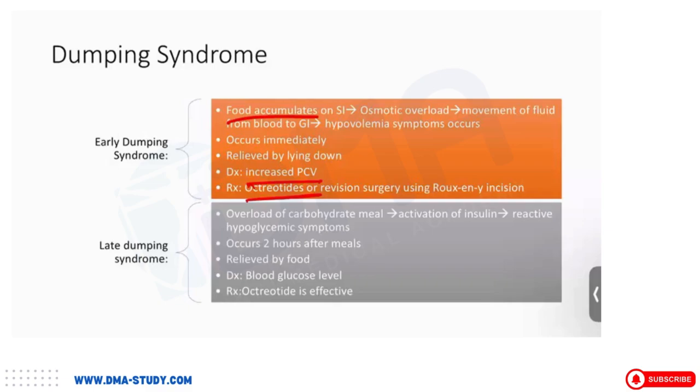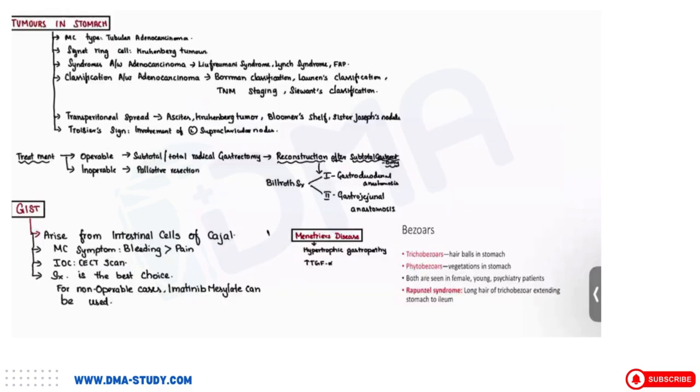Okay, so apart from the tumors, the most common type is tubular adenocarcinoma. Signet ring cell is seen in Krukenberg tumor. Very, very important MCQ. Okay, signet ring cells are seen in Krukenberg tumor. Named classifications are Borrmann, Lauren and Seward. Apart from that, you may see Troisier sign, involvement of the left supraclavicular node. Another important MCQ.